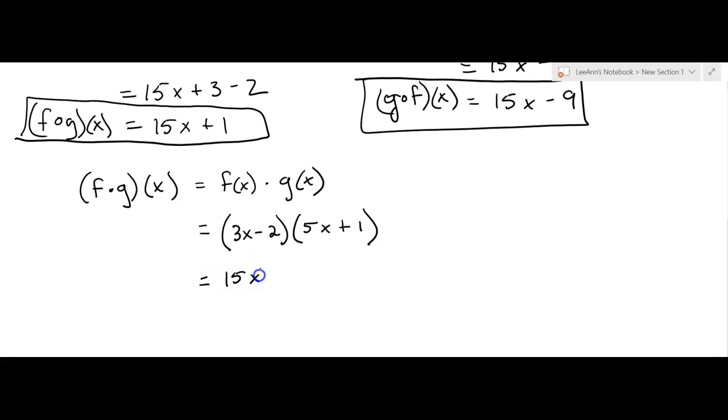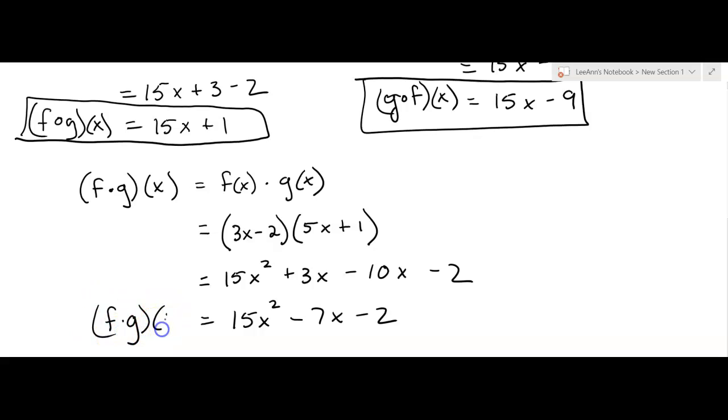So what do we get? 15x squared plus 3x minus 10x minus 2. Or 15x squared minus 7x minus 2. That would be f times g of x.